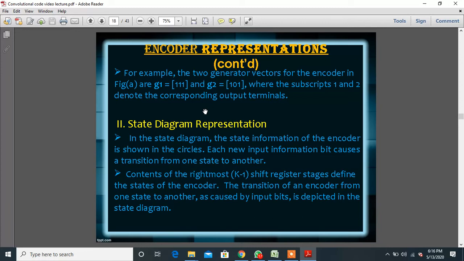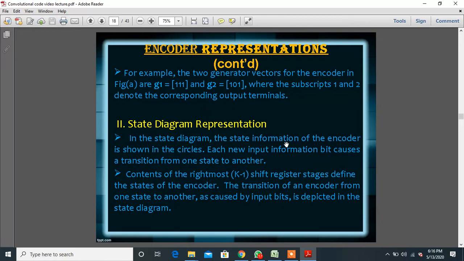In the diagram figure A, three shift registers and two modulo 2 adders were used. Now the second way of representing the encoder is the state diagram representation. It's very easy. Here different states of inputs are marked, and then how those state inputs affect the outputs and what the next transition state will be are marked in the state diagram representation. So we will discuss this.